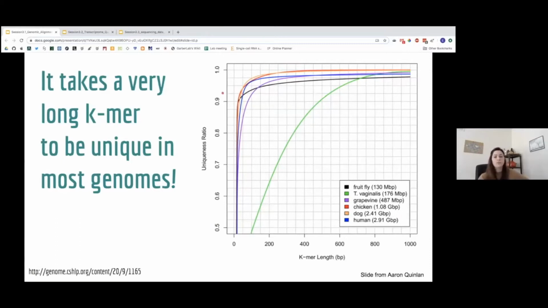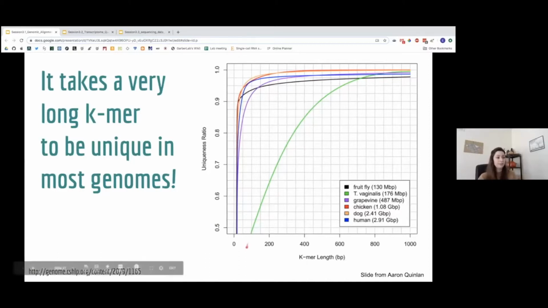And if you do smaller sequencing where you have reads of 30 base pairs or even smaller, it's going to be even harder to find that unique mapping position. And some genomes are just weird.